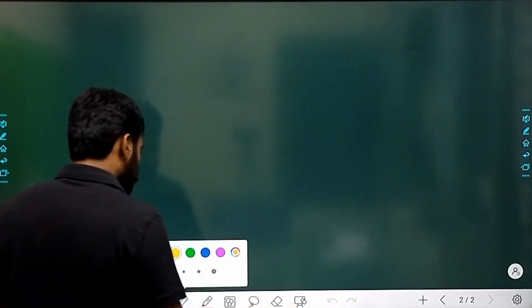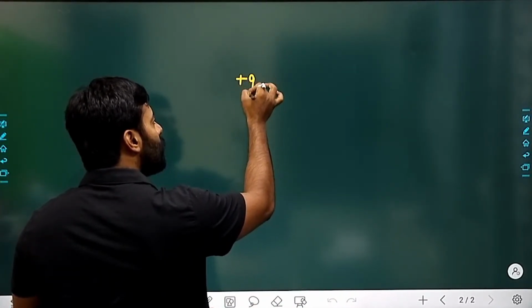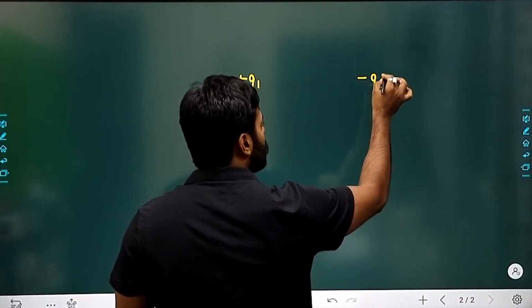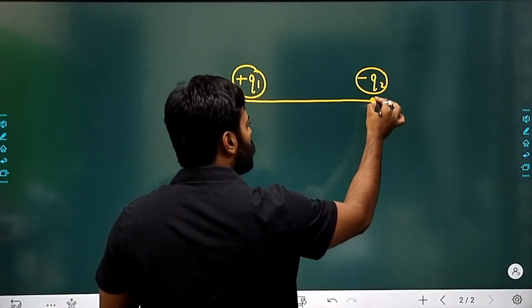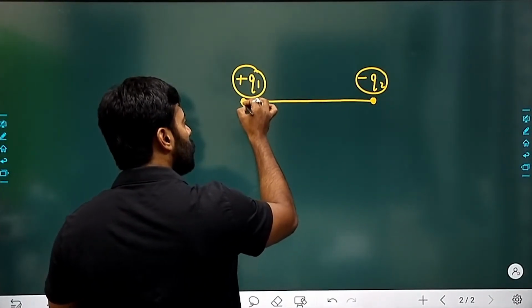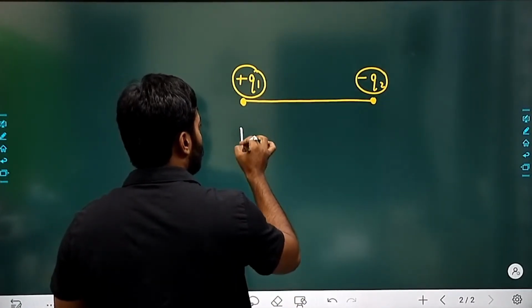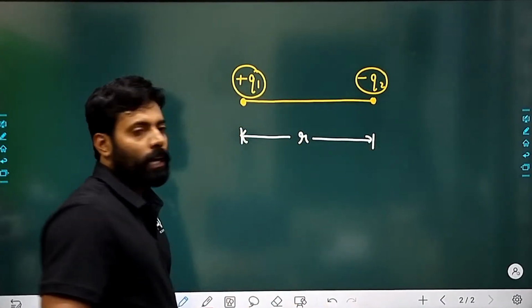Now, imagine we have a plus Q1 charge here, and imagine that I have a minus Q2 charge here, and I am connecting these two charges, right? And they are separated by a distance r. When they are separated by a distance r, then what will happen?